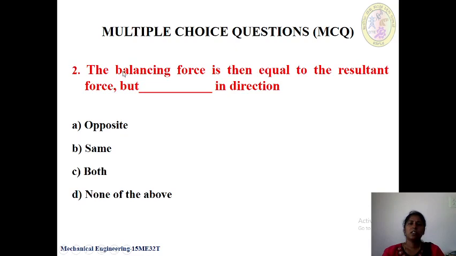Second question, the balancing force is then equal to the resultant force but in a dash direction. Option A, opposite. Option B, same. Option C, both. Option D, none of the above. So the correct answer is option A, opposite. That means in the space diagram you can observe that the resultant will be in the opposite direction to the balancing force.